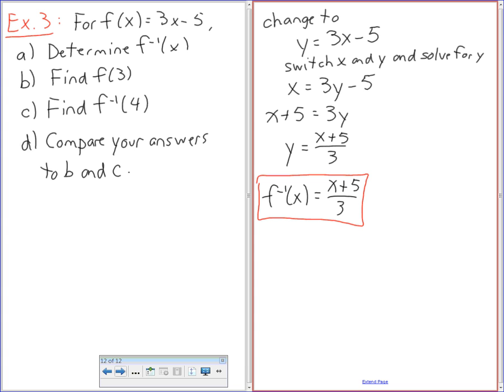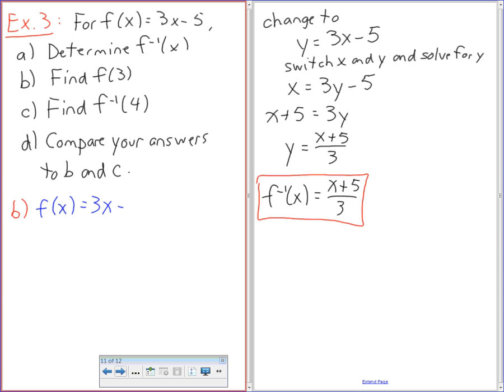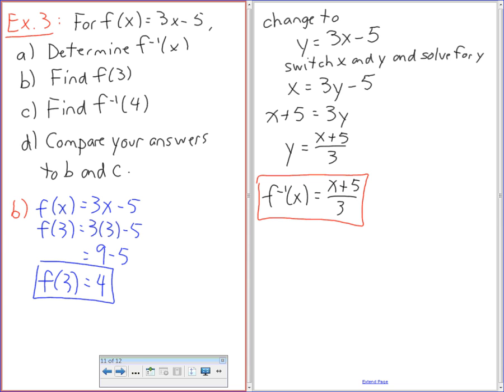Okay, let's do B and C quickly here then. I'm going to do B on the left, C on the right. B says, find f of 3. What does f of 3 mean? Quinn, go ahead. Very good. So if f of x is equal to 3x minus 5, f of 3 is equal to 3 times 3 minus 5. So f of 3 equals 4. What that means is when I put a 3 into my equation, I get out a 4.